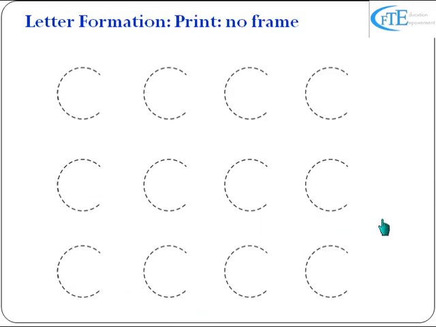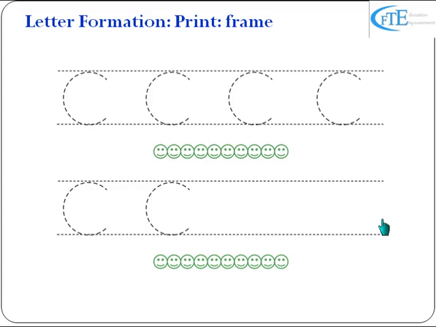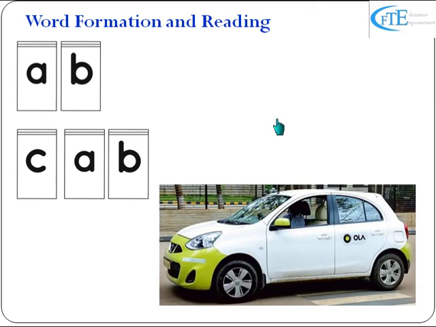Letter formation without a frame, letter formation with a frame, and then we go to word reading. Get your child to place these two cards side by side and to say the two-letter word: ab, ab, ab. K, ab, cab. K, ab, cab. Ab, cab, cab.